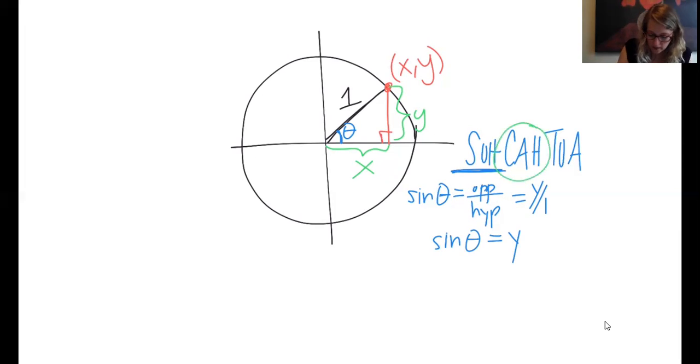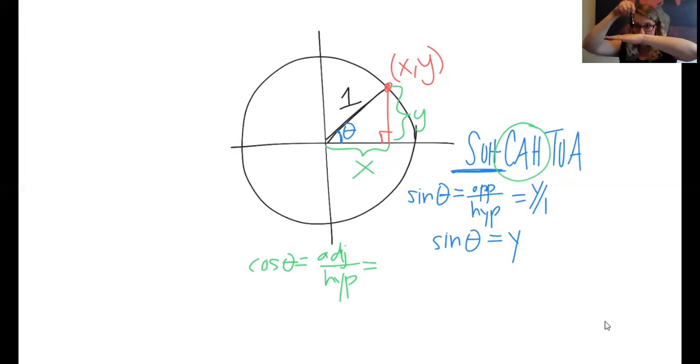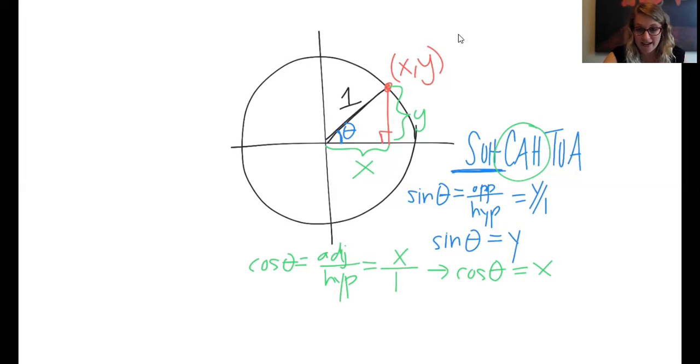Let's look at cosine. I'll write it underneath here. Cosine of an angle is equal to adjacent over hypotenuse. Our little SOHCAHTOA thing is just to help us remember that. There's nothing magic about it. It's just to help us remember the definitions. The adjacent side is the one that's next to the angle, which in this case is x, and the hypotenuse is 1. So actually, cosine equals x. This is only true for the unit circle, so we have to make sure we keep that in mind.